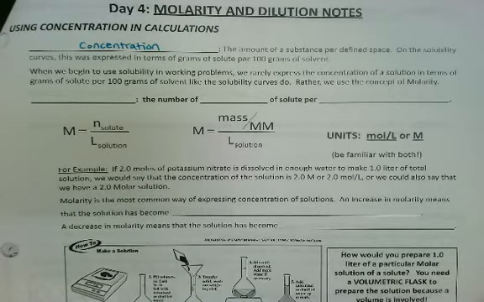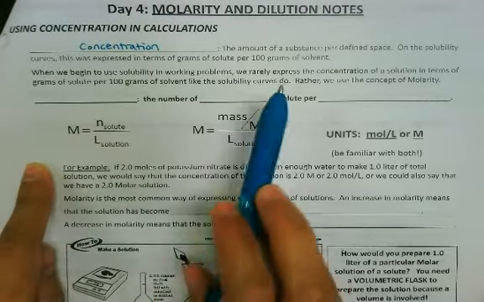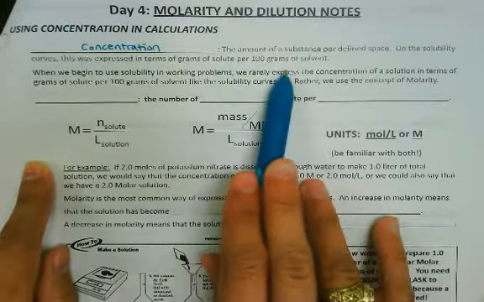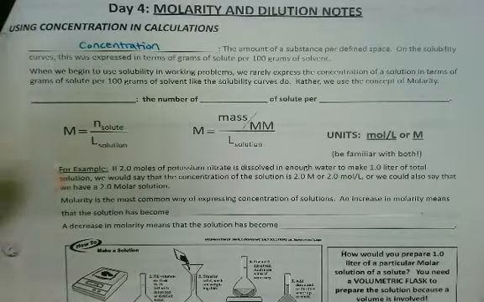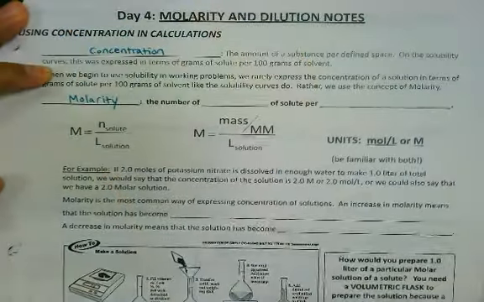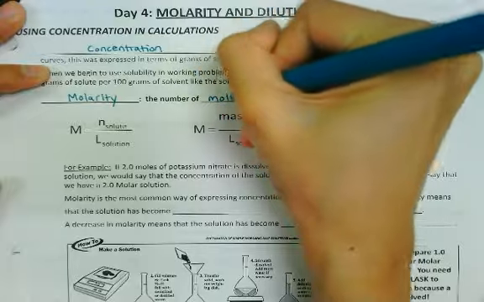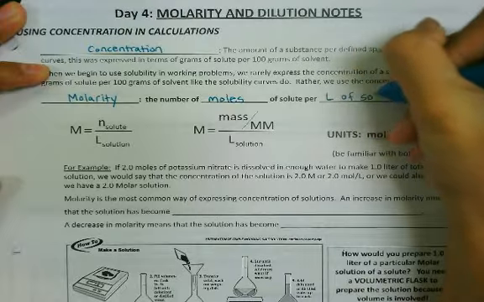And on our solubility curves, we express concentration in terms of grams of solute per 100 grams of solvent on those y-axes, as we saw last class. When we start using solubility in some of our problems, as you'll see here today, we rarely express concentration in terms of grams of solute per 100 grams of solvent. Instead, we like to use molarity. So molarity is what we are going to dive into today. Molarity is defined as the number of moles of a solute per liter of solution.